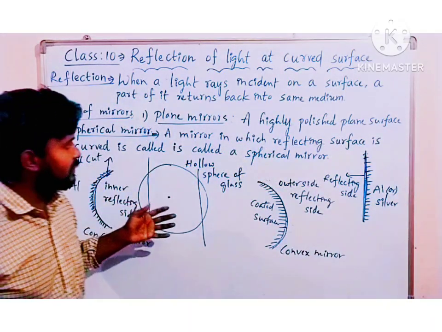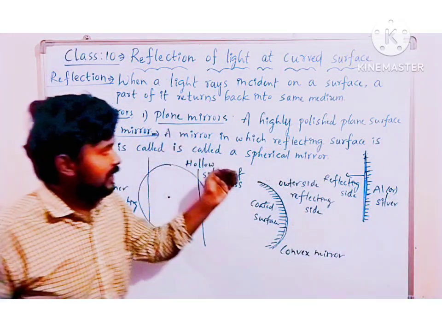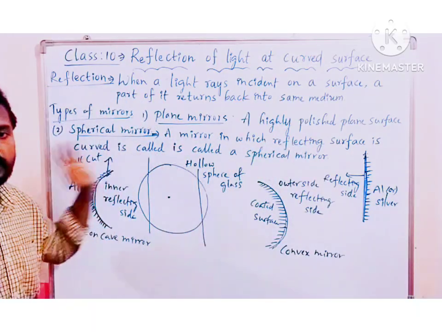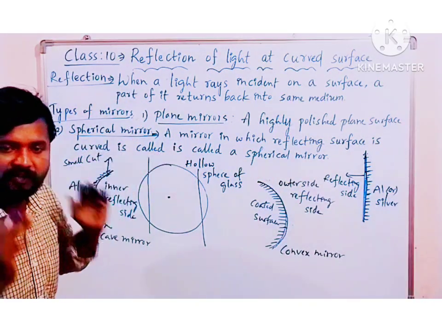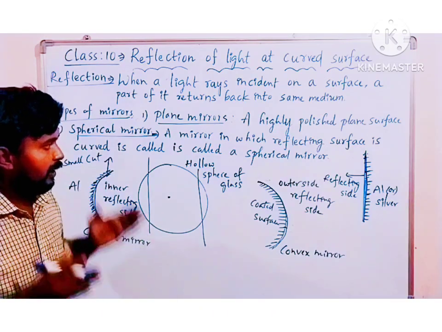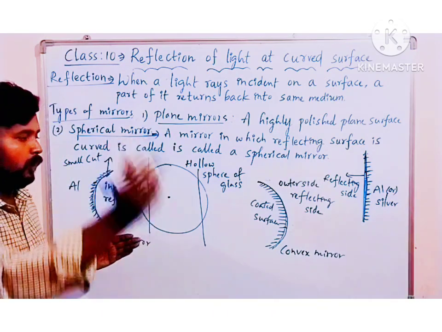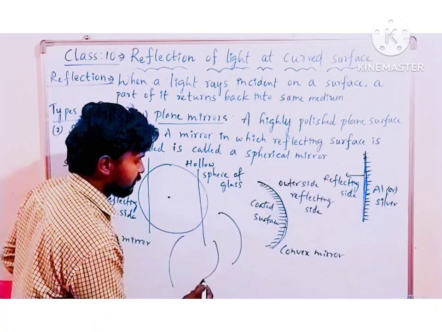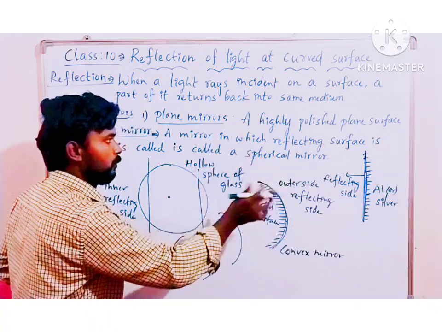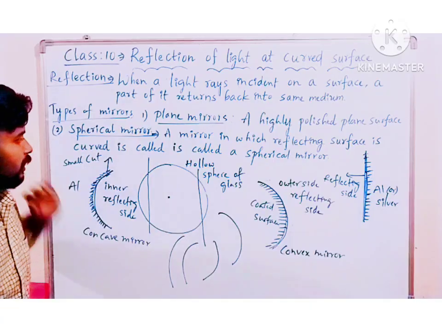Spherical mirror means a mirror in which the reflecting surface is curved, like this. It is not flat. Curved means it can be like this, it can be like this, it can be like this. If it is curved like this, we call it a spherical mirror.